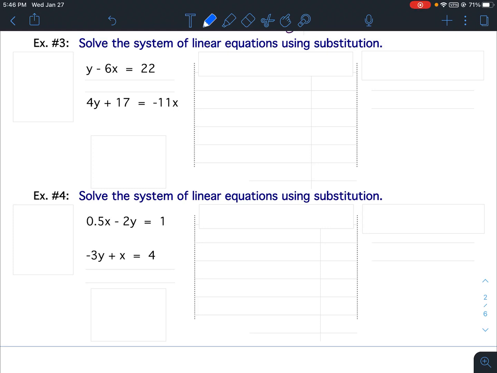Solving systems of linear equations using substitution, lesson 10 notes. Example number 3. We've got the equations y minus 6x equals 22 and 4y plus 17 equals negative 11x.